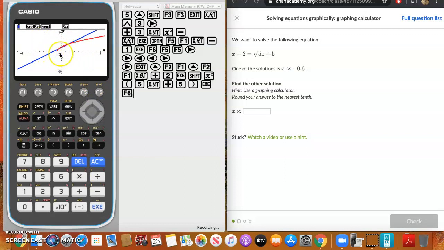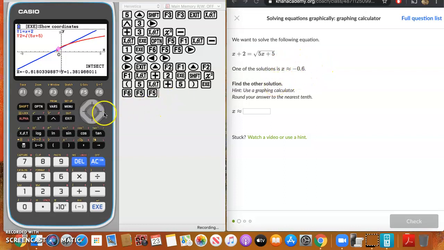Now it's very hard for you to see it here, but in actuality, there are 2 points of intersection with this square root function and this linear function. Again, let the calculator solve it for you. So press F5, and then F5 again for intersect. And it takes us to our first intersection, which is at negative 0.618, which they have said is one of their solutions. They give you that one.